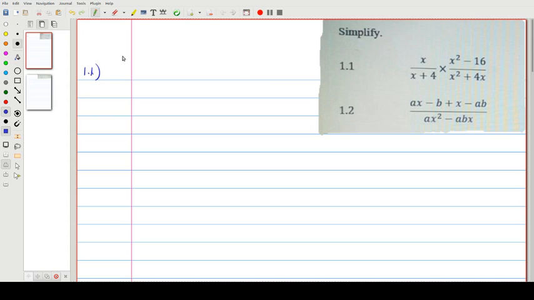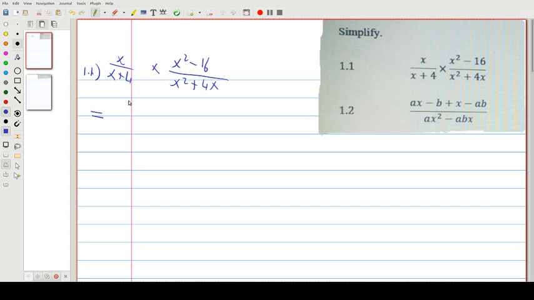Let me write it down in case people can't see that part on their screen. x plus 4 times x squared minus 16 over x squared plus 4x. The most important part when simplifying algebraic expressions is factorizing. We want to factorize each part separately if we can.